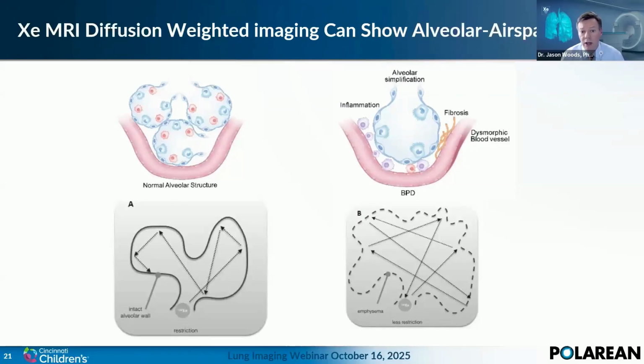And in a case to the right, where there's a little bit of alveolar simplification, as we would call it in pediatrics, so enlarged alveolar airspace sizes, the ADC, or the total amount of movement of the xenon within the alveolar spaces, is indeed larger.